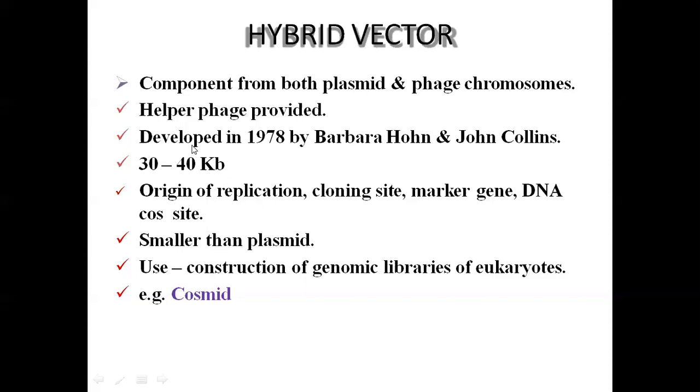So it is in between the plasmid and phage chromosome, because the plasmid size is below 3000 base pair, and phage is 50,000. Because this is the hybrid vector, in between, its size is 30 to 40,000 base pair, with kb meaning kilobase pair. It has the origin of replication site and cos site, is smaller than phage, and the example is the cosmid.